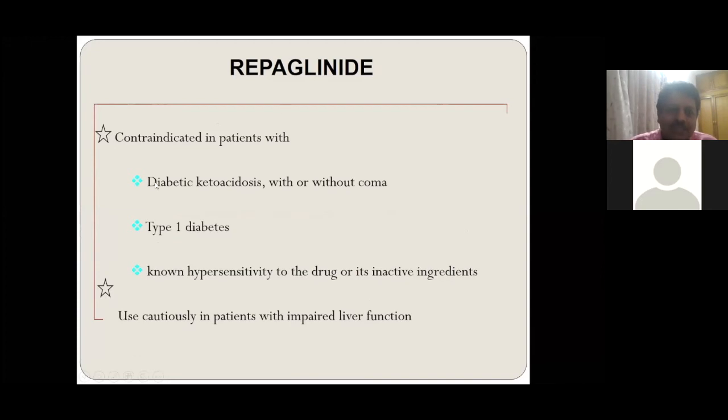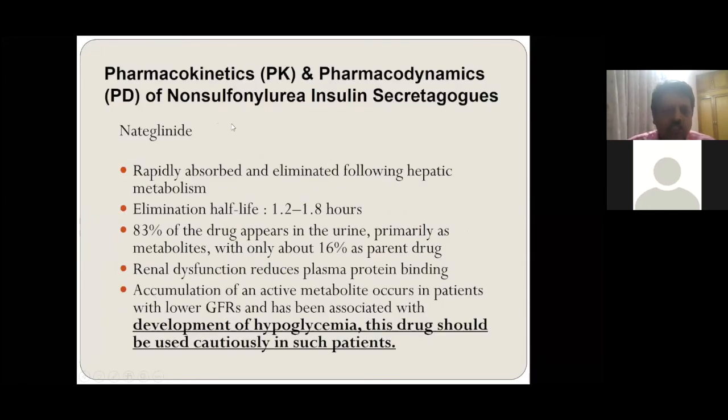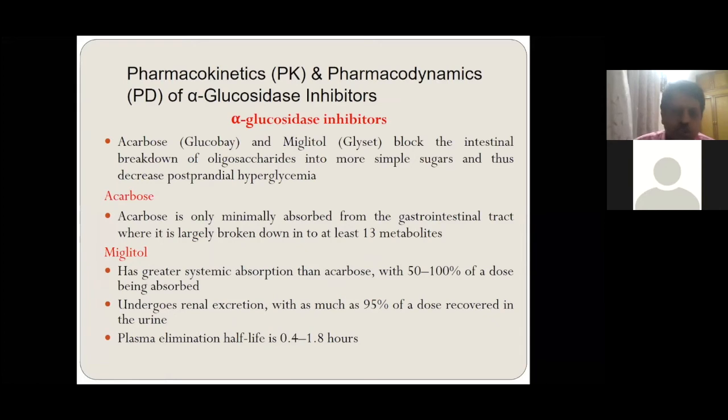The contraindications are basically diabetic ketoacidosis in type 1, or any hypersensitivity to the drug. And because it is biliary excreted, liver dysfunction is an important factor. We need to be careful when using repaglinide. So the nateglinides are also other drugs, similar to the sulfonylureas. They basically act on a similar receptor, and they get eliminated by hepatic metabolism, but get accumulated. 83% of the drug is excreted in the urine, and the primary metabolites are also active. Hence, as renal function goes down, there will be more and more chances of hypoglycemia, so it should not be used beyond stage 2 or stage 3 CKD.